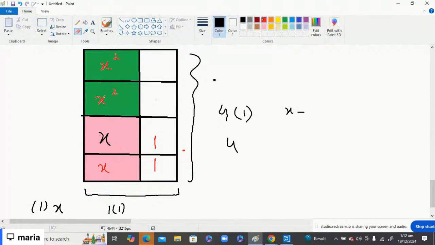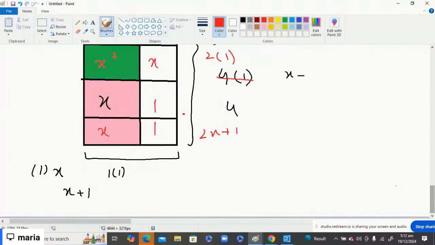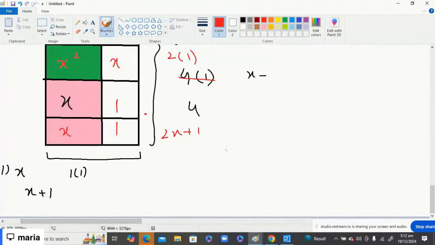Just putting down the x terms here, okay? This is 2x and there are 2 ones. So this becomes 2x plus 1. 2x plus 1 into x plus 1. Okay, so 2x plus 1 into x plus 1.